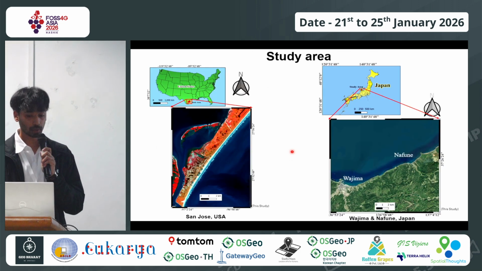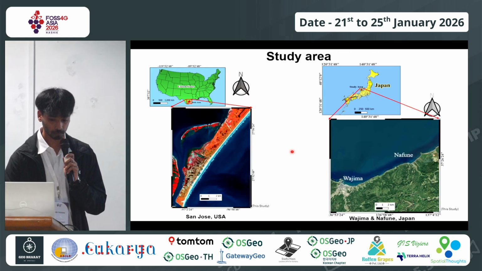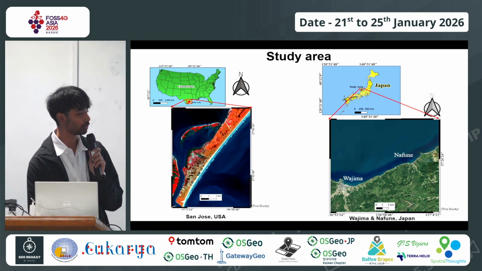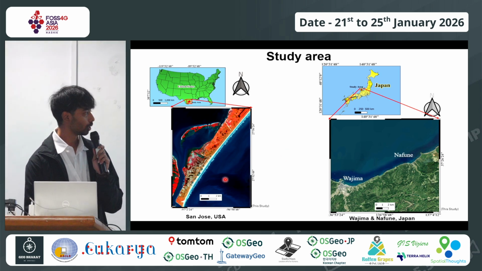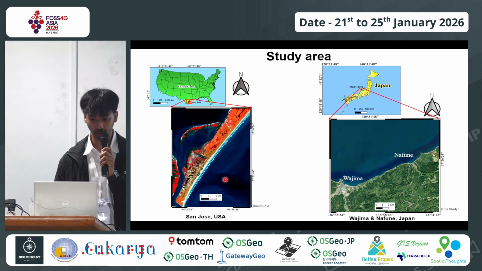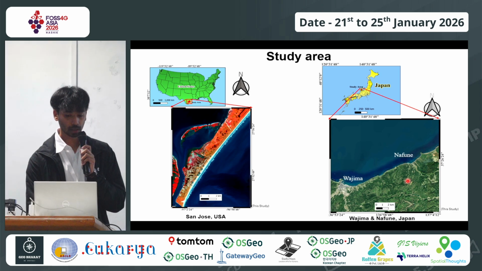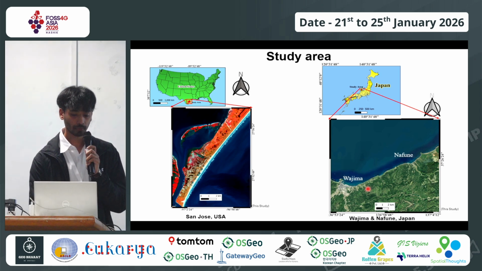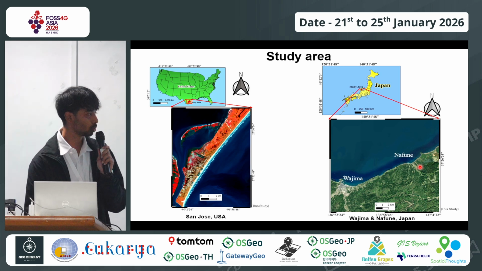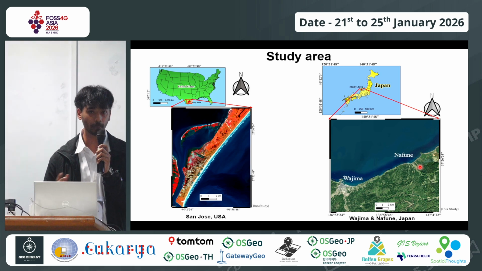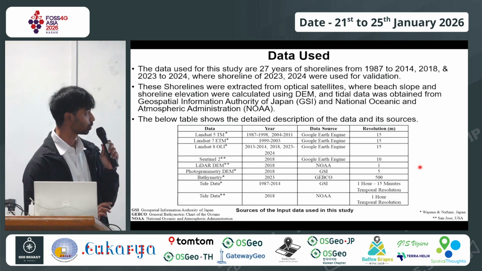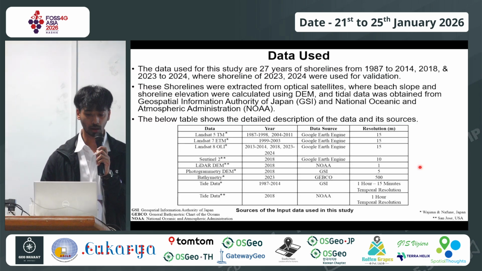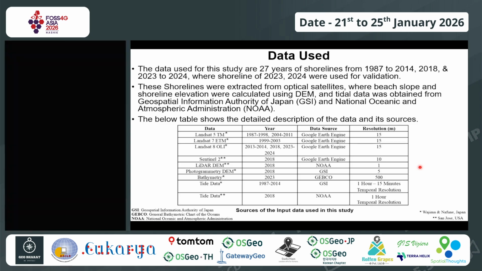I'm using two study areas. The first one is San Jose, which is in the USA. The purpose of this study area is to validate the tidal correction. The second one is Japan, which is Wajima and Nafune, to validate the predicted shoreline for before and after the earthquake.